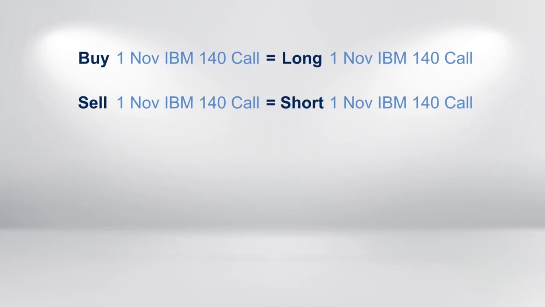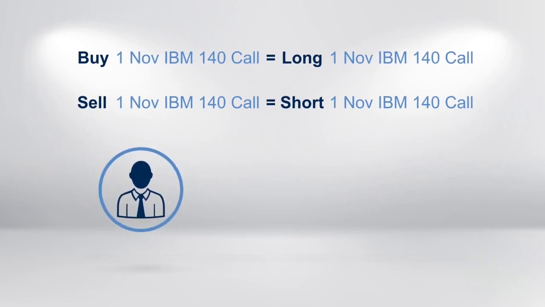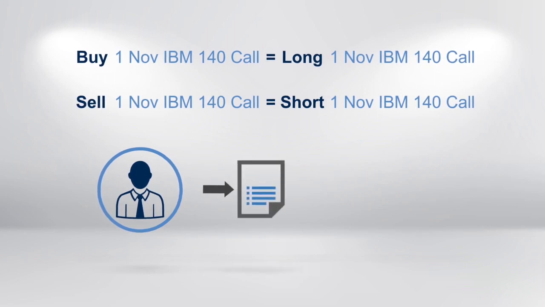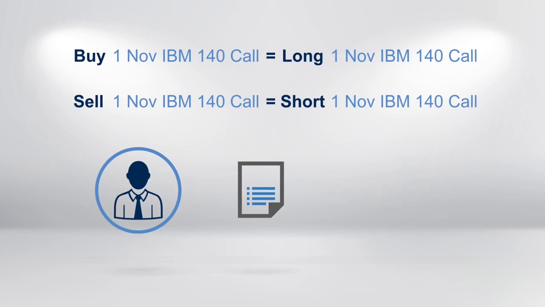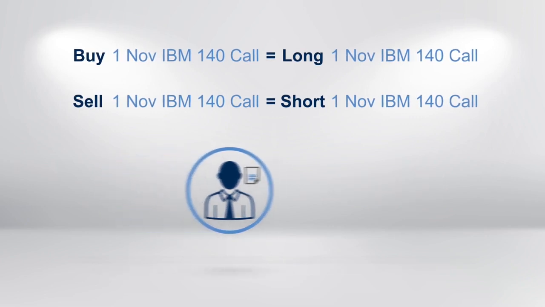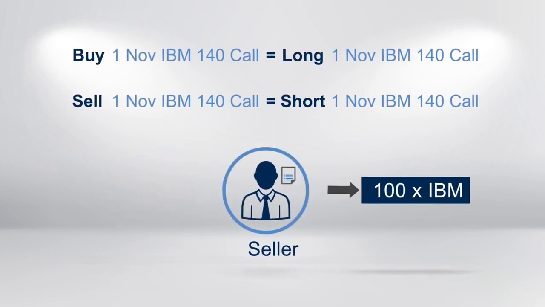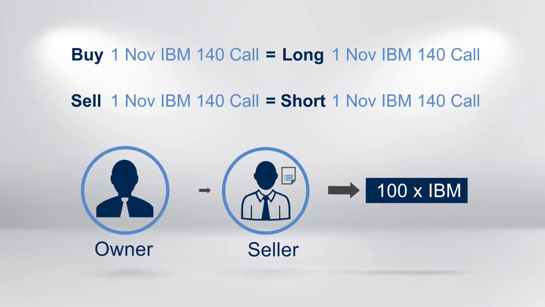In the above case, the seller of the November IBM 140 call is obliged to fulfill his terms of the contract. In other words, to sell shares of IBM at $140 per share. Therefore, a seller of one contract will be obliged to sell 100 shares of IBM if the owner of the call exercises that contract.